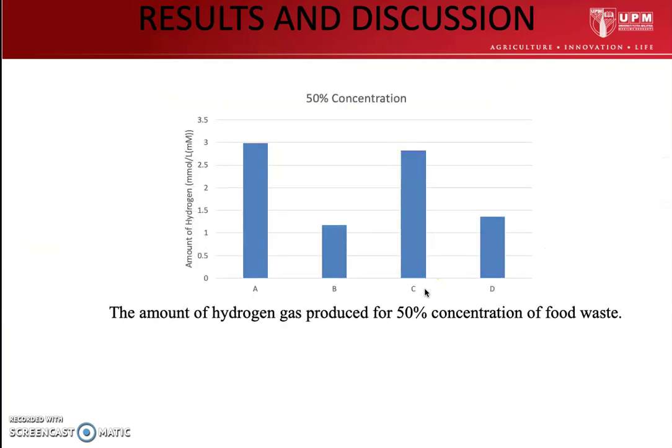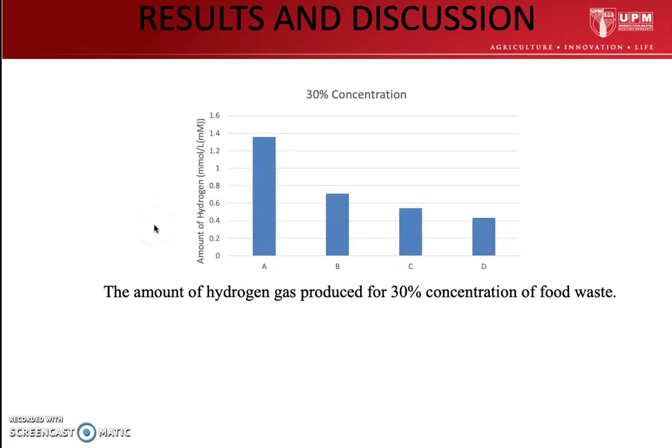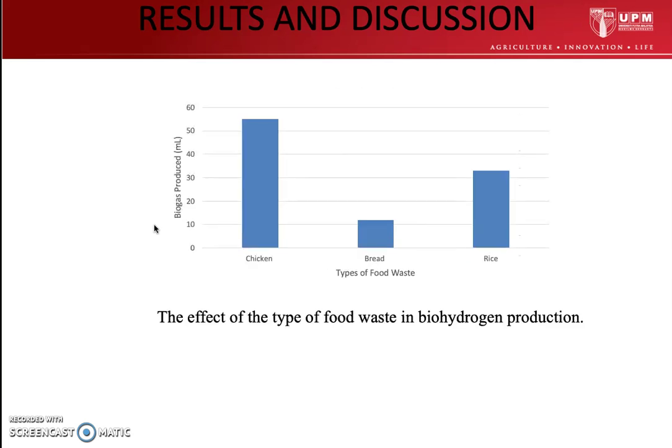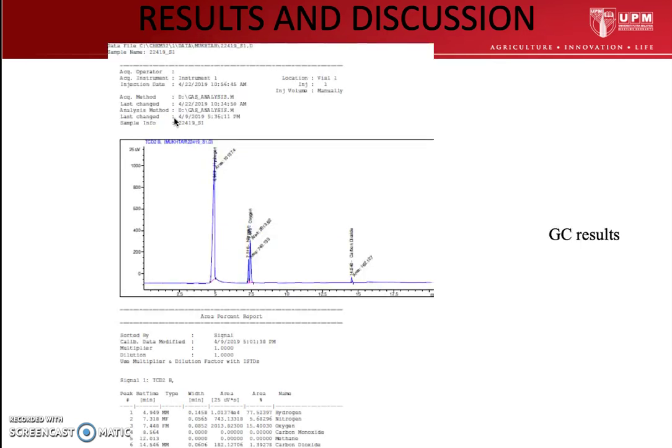So this is the concentration of food waste when it's 50%, and the amount of hydrogen gas they produced. This is for 30%, and this is for 10%. And the effect of type of food waste on biohydrogen production: chicken was found to produce the highest biogas, which was 55 ml.